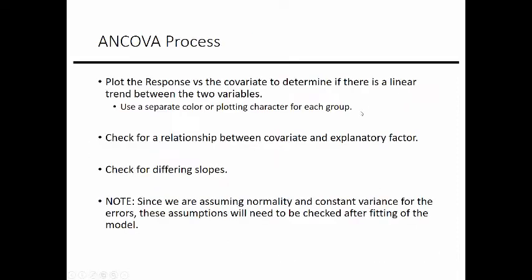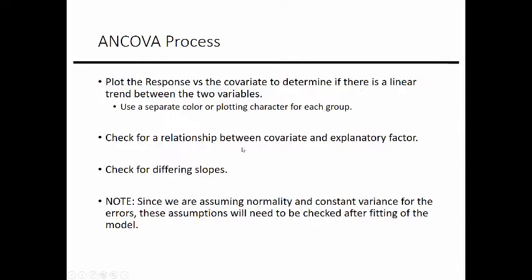So the ANCOVA process, if we want to try and take into account our covariate, is a little bit different. What I need to do is plot my response versus the covariate to determine the linear trend. And typically you want to use a separate color so that you can see, does a line fit within each one? Because if I don't take into account color, I could end up with something that looks like a big blob and miss the linearity that's actually going on within the data.